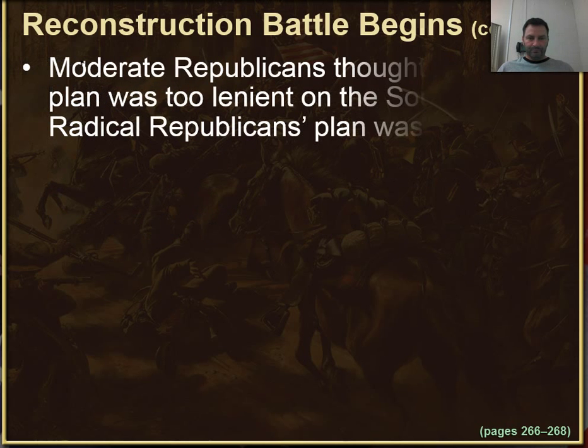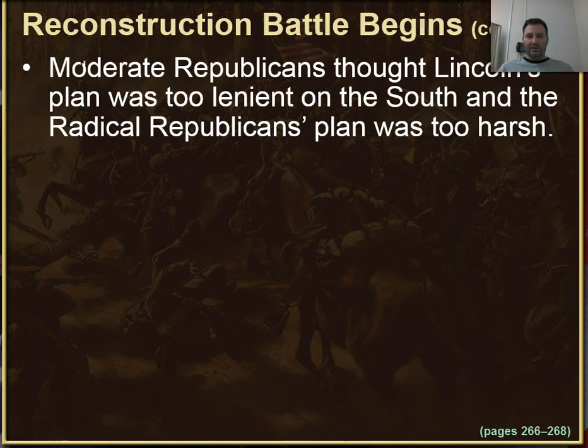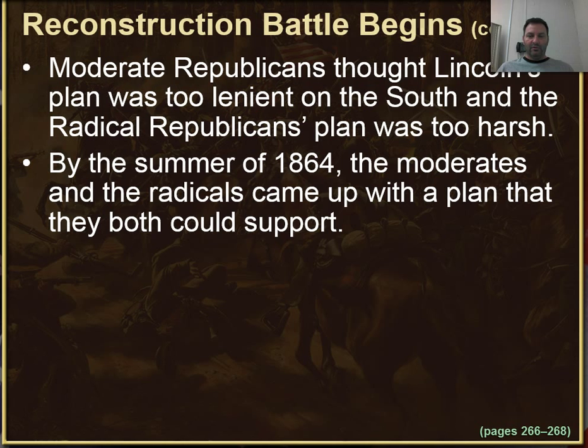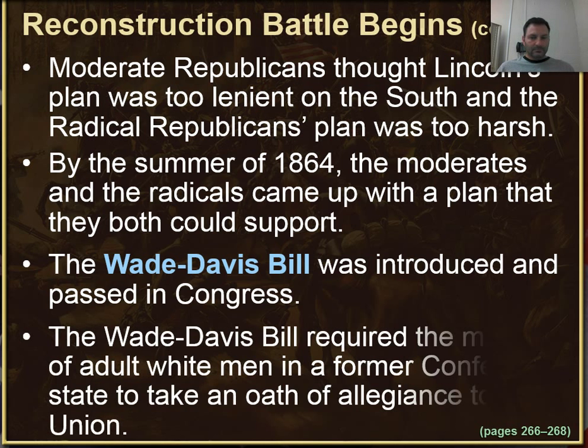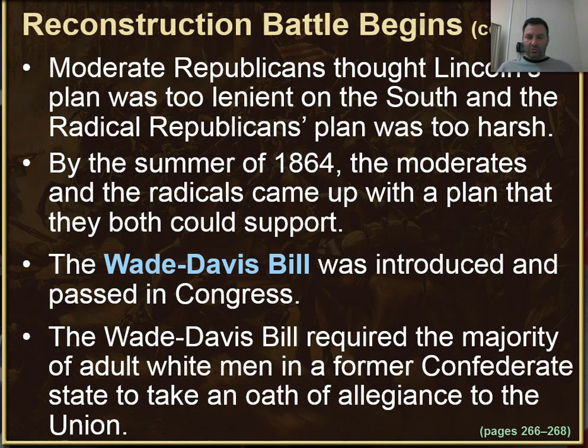Moderate Republicans thought Lincoln's plan was too lenient on the South, and the Radical Republicans' plan was too harsh. By the summer of 1864, the moderates and the radicals came up with a plan that both could support. The Wade-Davis bill was introduced in Congress and passed. The Wade-Davis bill required the majority of adult white men in a former Confederate state to take an oath of allegiance to the Union.